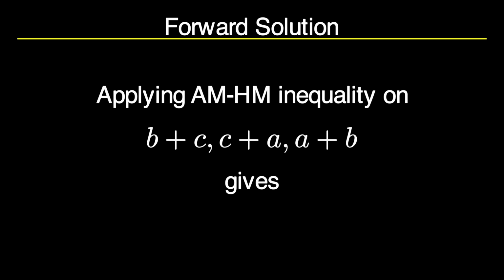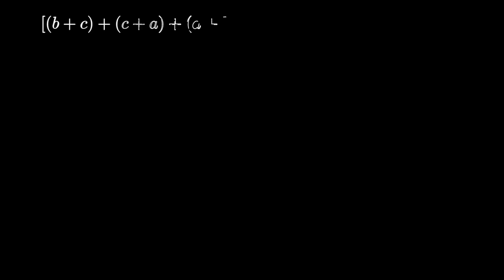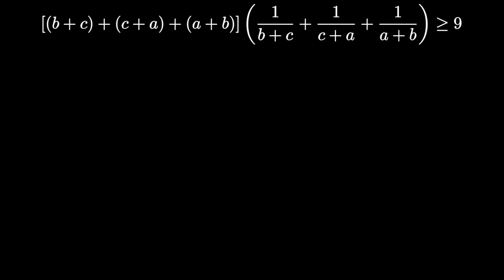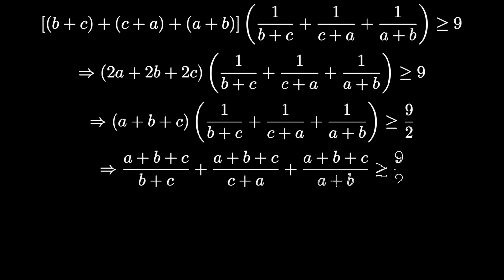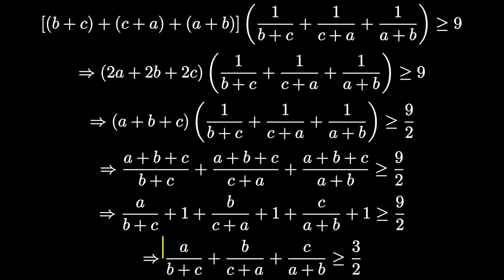b plus c, c plus a and a plus b. That gives this inequality. And we can simply follow the routine steps. Eventually, we reach the required inequality. That's it, we are done.